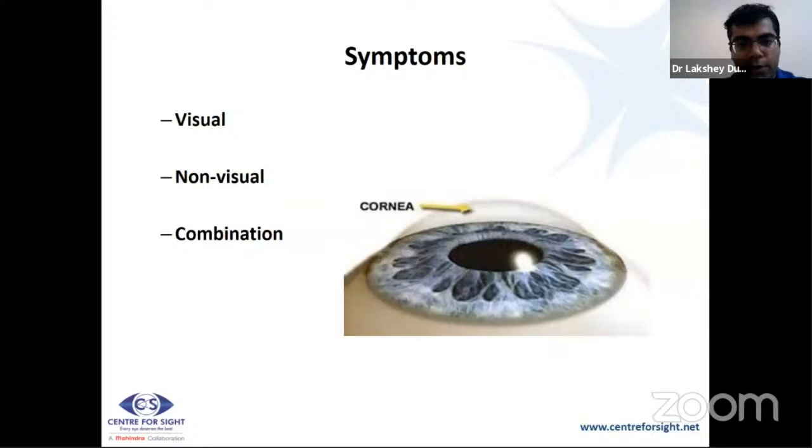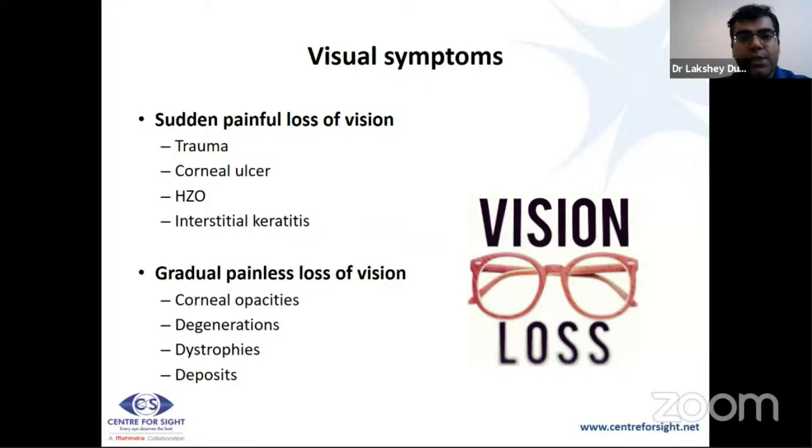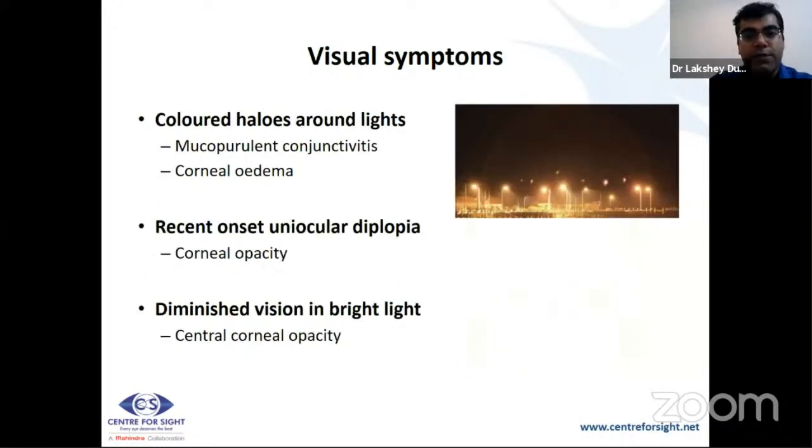Okay. So symptoms can be visual, non-visual, or a combination. In visual symptoms, there can be sudden painful loss of vision, which can be seen in trauma or infective keratitis, corneal ulcers, herpetic infections, interstitial keratitis, or it can be a gradual painless loss of vision, which can be seen in corneal opacities, degenerations, dystrophies, or deposits on cornea. Other visual symptoms can be colored halos around lights, which is seen in mucopurulent conjunctivitis or corneal edema.